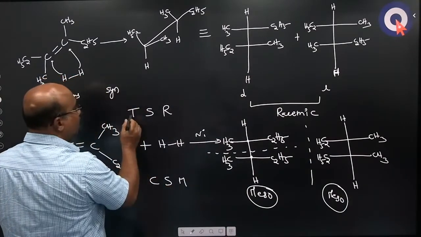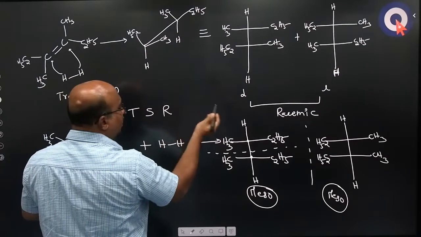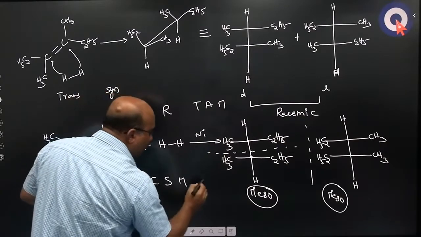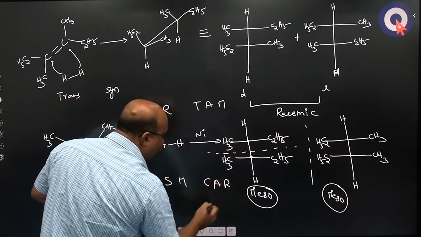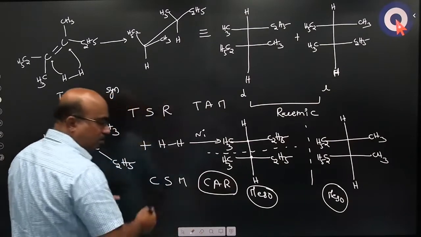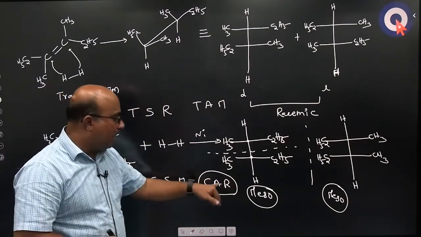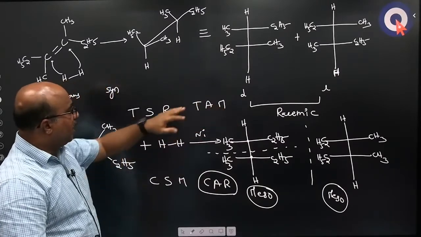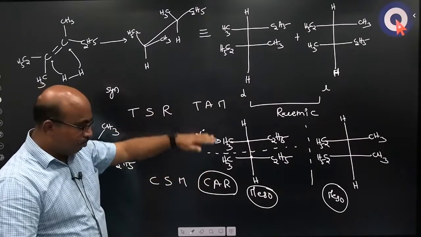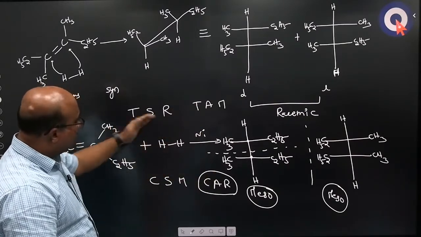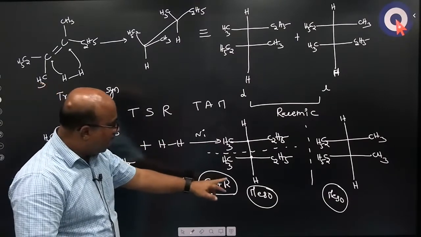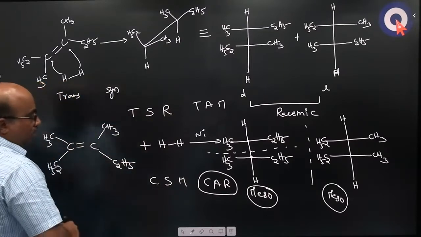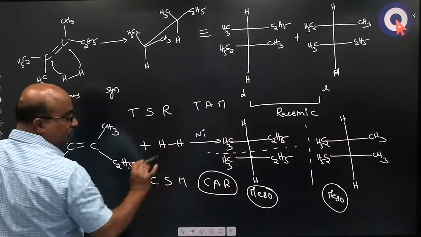So we said T S R. Similarly, we can say T A M. Here we can say C A R. So you have to remember only this thing, which is CAR. So C A R, T A M. Similarly, if you say anti, this is the order. If it is syn, the reverse. For CAR we are getting, for TSR. So when you change this, you have to change this.